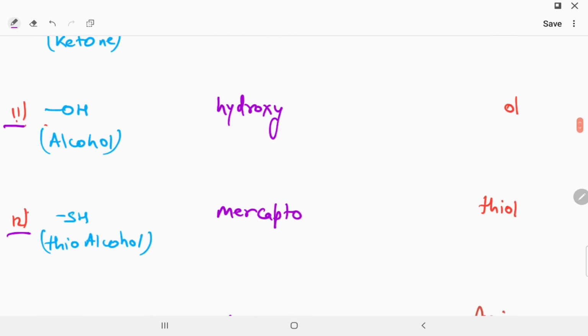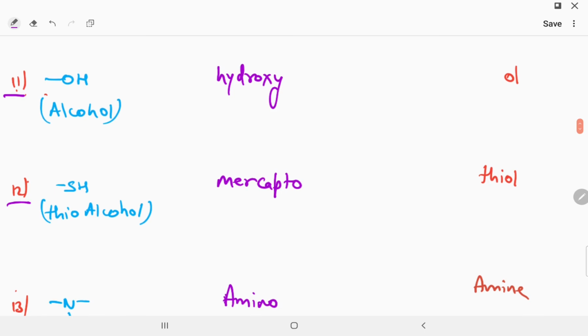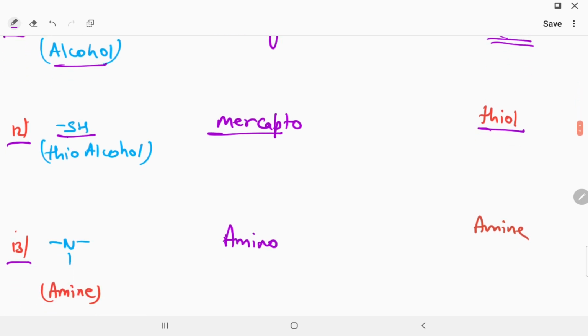Okay. Now understand, the eleventh one is very important, that is alcohol, and the twelfth one is thioalcohol. For alcohol, hydroxy is the prefix name, and there is no carbon, so there is only one type of suffix, and the suffix is ol. Okay. Now the twelfth one is thiol, SH, thioalcohol, and the prefix name is very important, mercapto, and the suffix name is only one type, that is thiol.